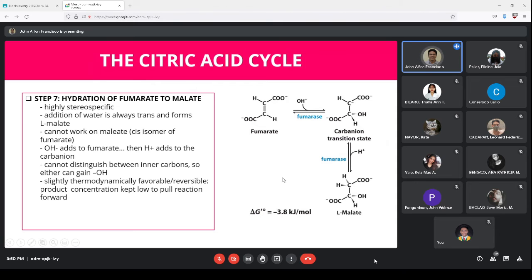Cannot distinguish between inner carbons, so either it can gain OH or not. So this is a reversible reaction. And it will either be formed or babalik siya sa fumarate.